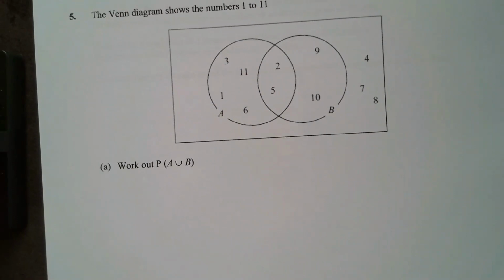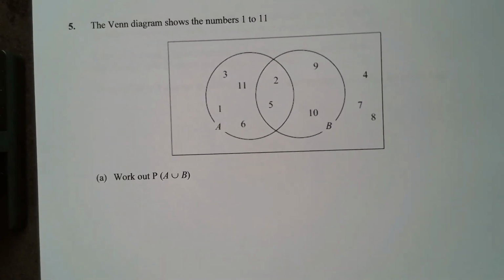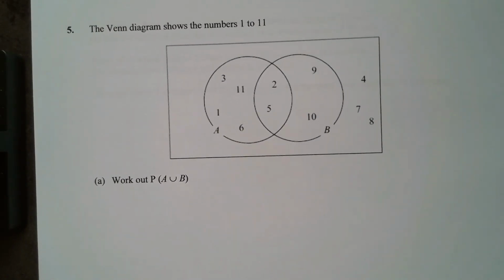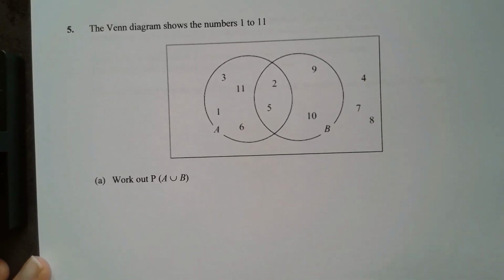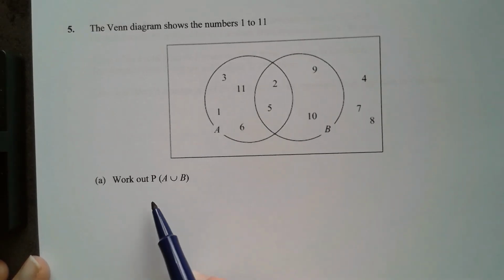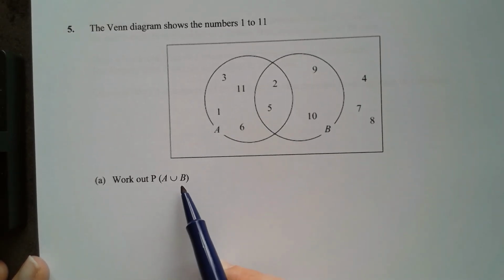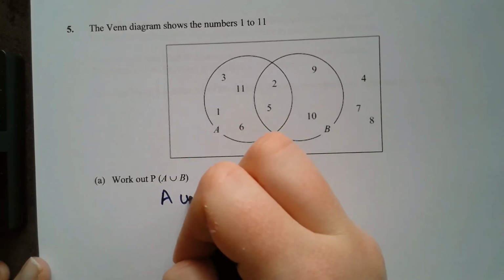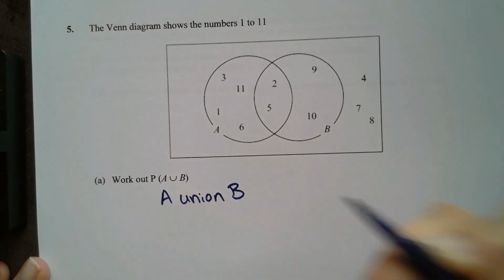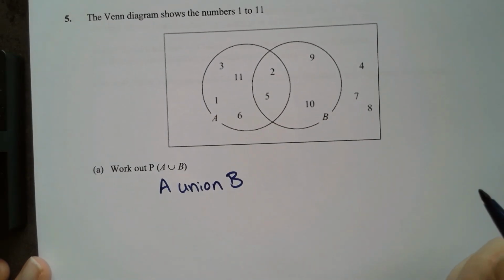Our next question is a Venn diagrams question. It is a set notation and probability question, so we need to remember what that set notation means. We've got a Venn diagram with the numbers from 1 to 11, so that should tell us that everything is always going to be out of 11 in these questions. Working out the probability of A and its union with B. So this is A union B, which again is still quite hard to understand.